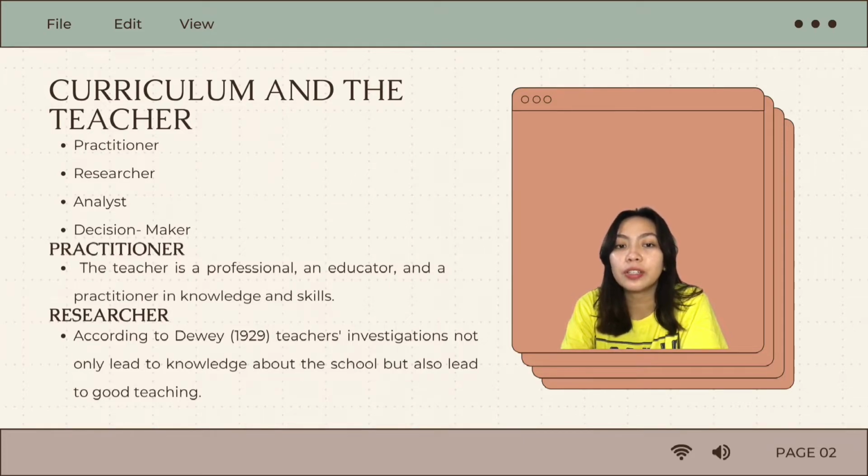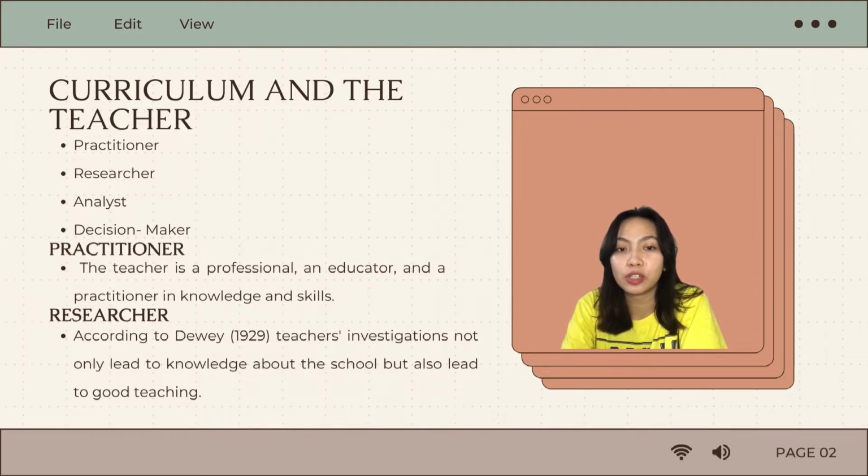The practitioner understands the central concepts, tools of inquiry, and structures to the discipline that he or she teaches and creates learning experiences that make these aspects of subject matter meaningful for students.